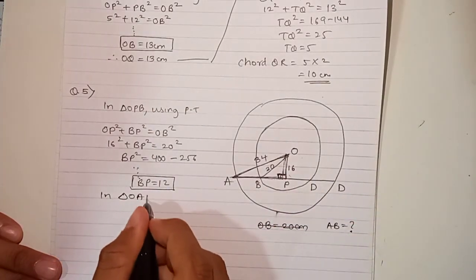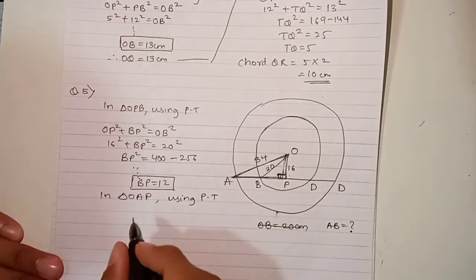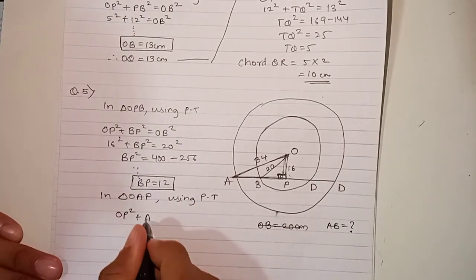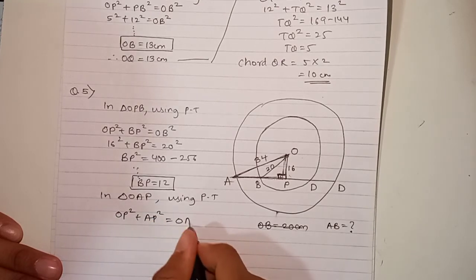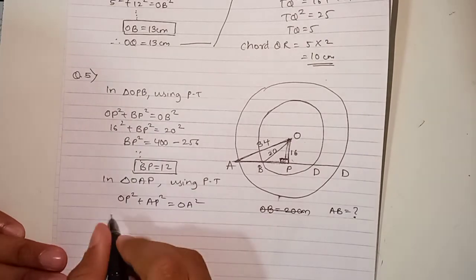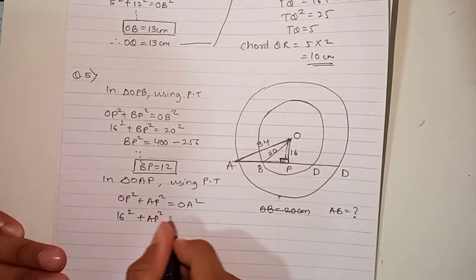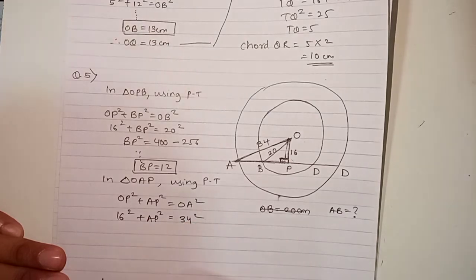In triangle OAP, using Pythagoras theorem, OP square plus AP square equals OA square. Okay, what is AP? 16 square. AP we don't know, and OA is 34 square. Okay, so you will get AP square equals 1156 minus 256, that is 900. So you will get AP as 30.